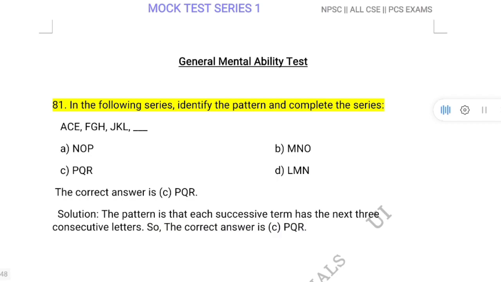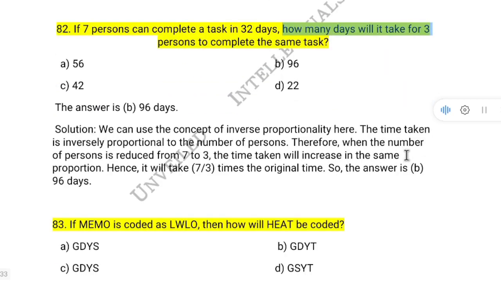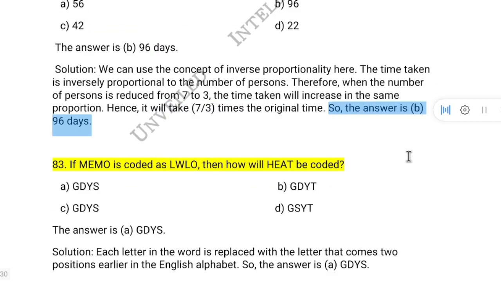82. If 7 persons can complete a task in 32 days, how many days will it take for 3 persons to complete the same task? A. 56. B. 96. C. 42. D. 22. The answer is B. 96 days. Solution. We can use the concept of inverse proportionality here. The time taken is inversely proportional to the number of persons. Therefore, when the number of persons is reduced from 7 to 3, the time taken will increase in the same proportion. Hence, it will take 7/3 times the original time. So the answer is B.